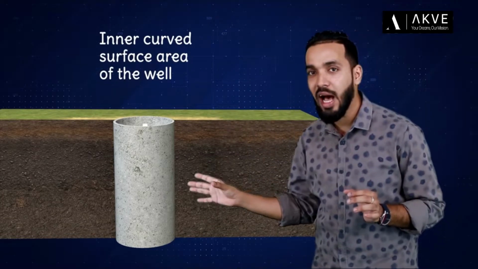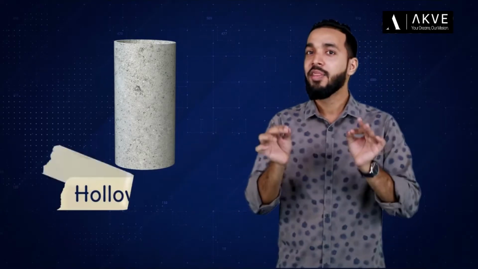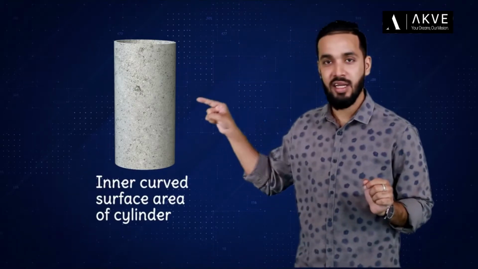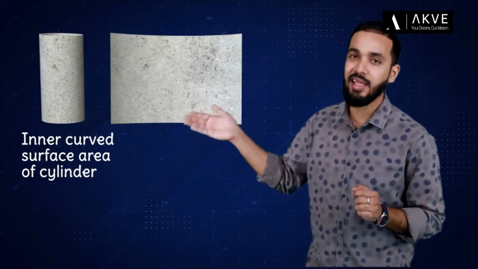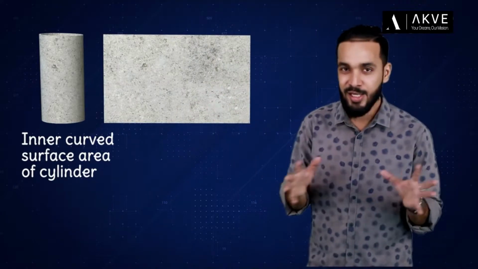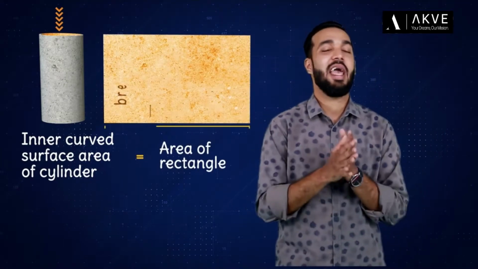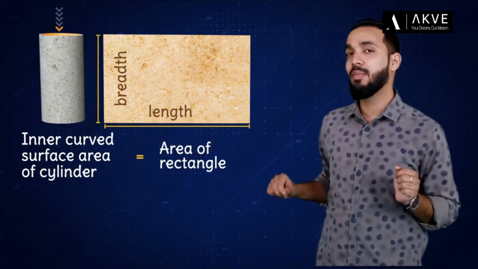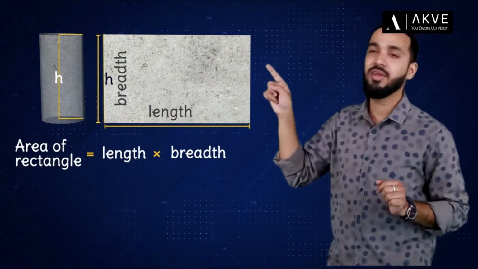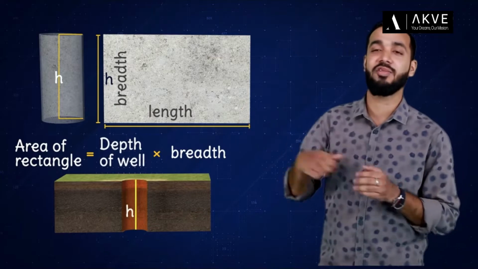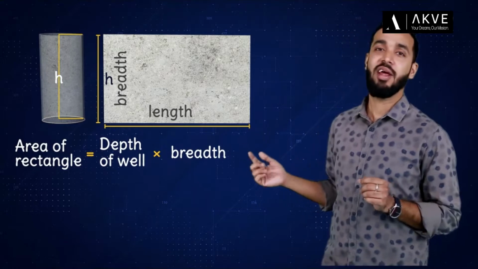Let's just take the well out of the earth to find out. We see that it's a hollow cylinder. So, the inner curved surface area of this cylinder can be found just by cutting the cylinder open like this, resulting in a rectangle. So, the inner curved surface area would be the same as the area of this rectangle, which can very easily be found out just by multiplying these two sides. Now, this side is the same as the height of the cylinder, which is nothing but the depth of the well. And this other side is the same as the circumference of the well.